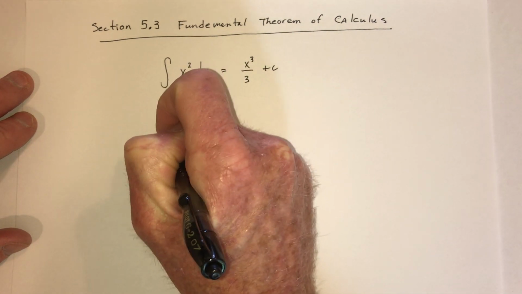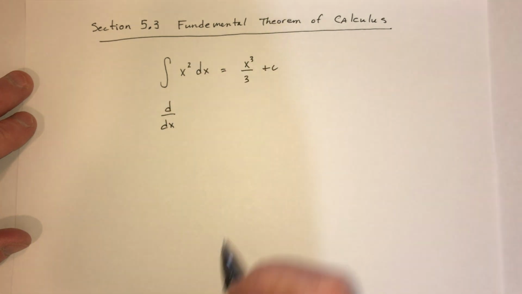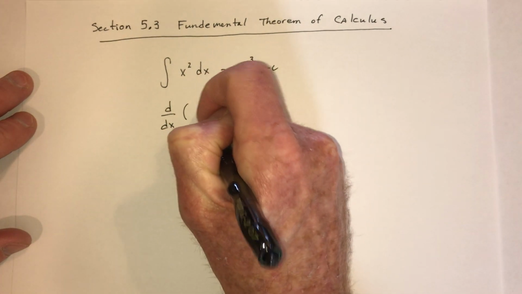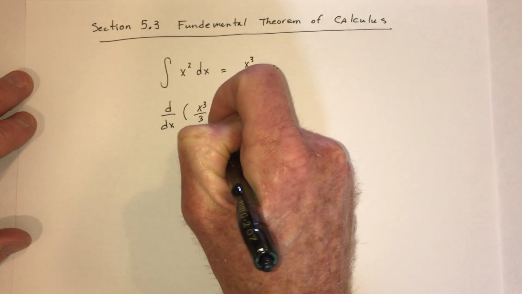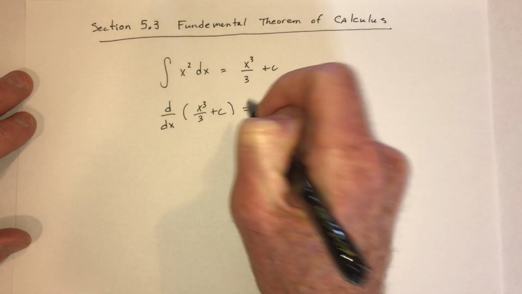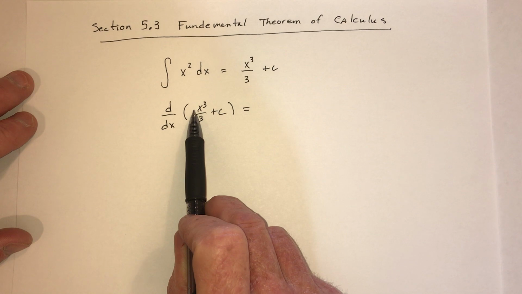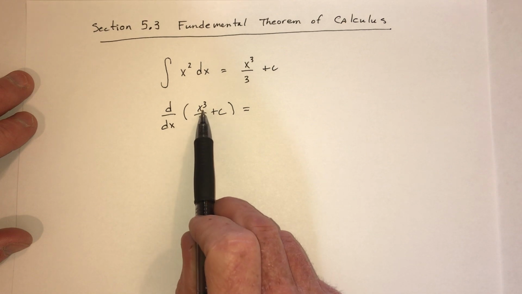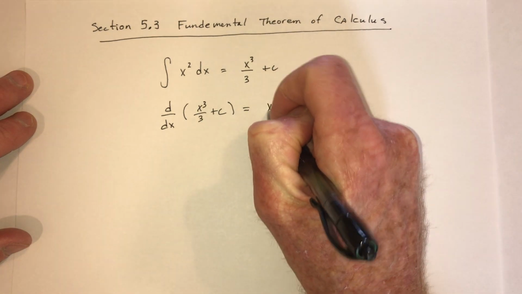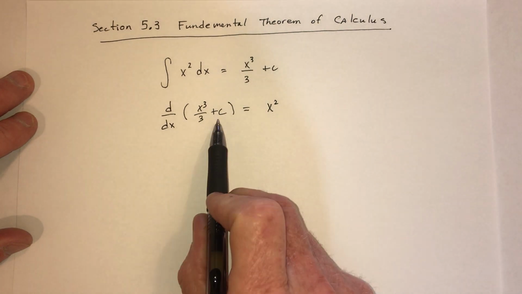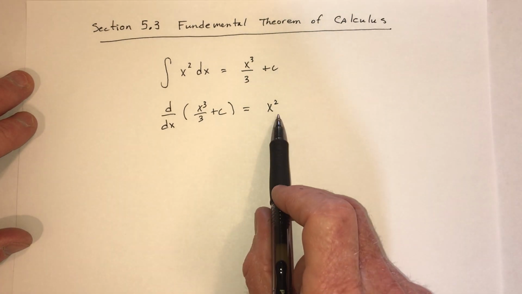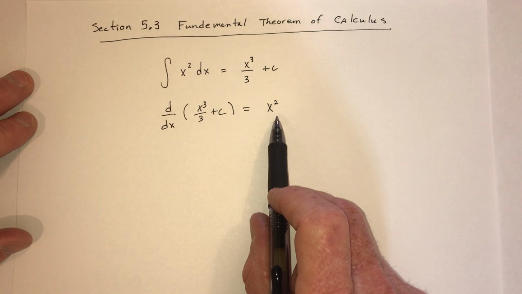So now take the derivative of x cubed over 3 plus c. And when you take the derivative using the power rule, the 3 goes in front. It's going to cancel this. Subtract 1 from the exponent, it leaves x squared. And the derivative of a constant is 0, so the answer is x squared.